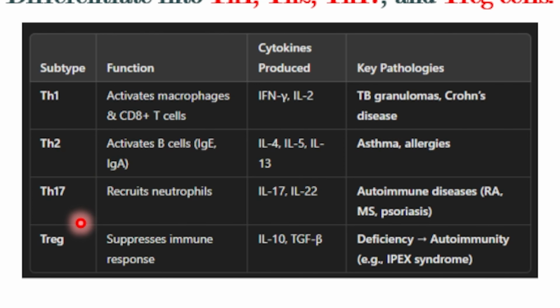We also have another T helper cell, Th17, which recruits neutrophils and secretes IL-17. You'll see this in autoimmune disorders like rheumatoid arthritis, psoriasis, etc. Then we have Treg cells. These are your immune system regulators. They suppress the immune response and release IL-10 and TGF-beta, and a deficiency is often seen in autoimmunity.